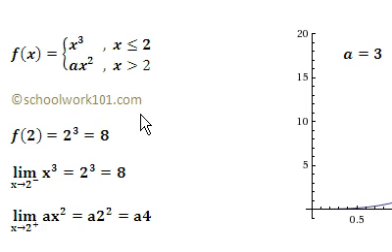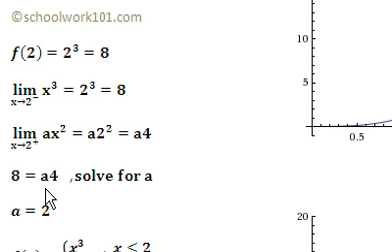Then we come in from the right hand side, so we'll be using the bottom one because this says x is greater than 2, and here's our function, a x squared. So we plug 2 directly in, and we end up with a times 4, right? 2 squared is 4, a times 4. Now remember, if the limits from the left and from the right are equal, then we can say that the limit exists as x approaches 2. So the obvious thing to do is set the 8 equal to a times 4 and then solve for a.